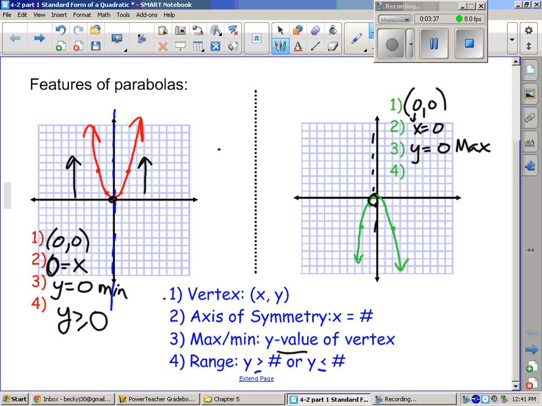And then we have the range. Our y value this time, all our y's are below the x-axis, so we say less than or equal to 0.